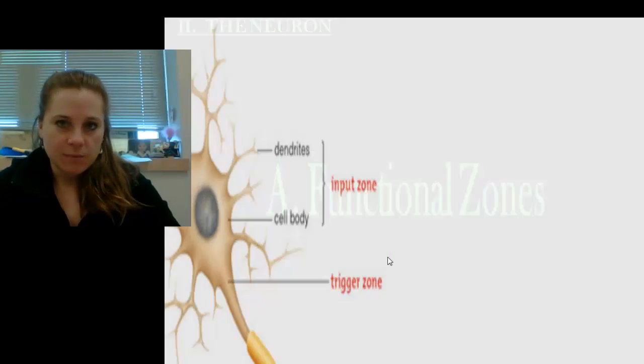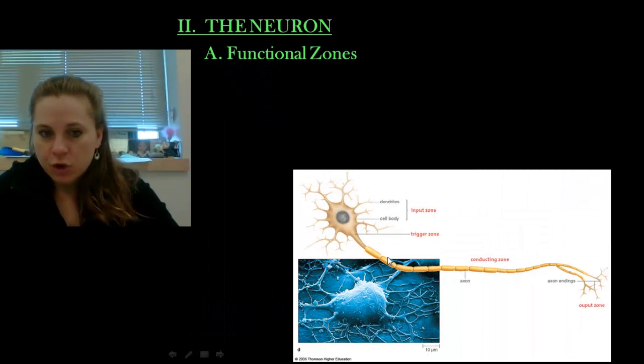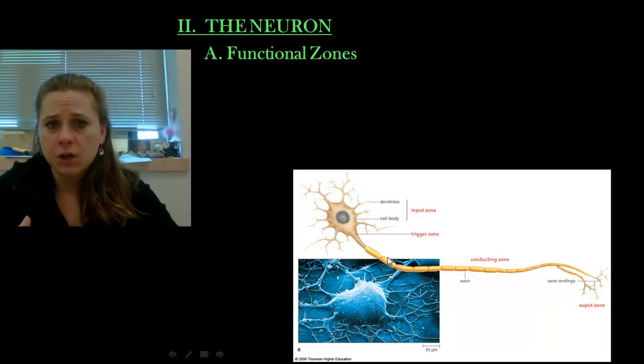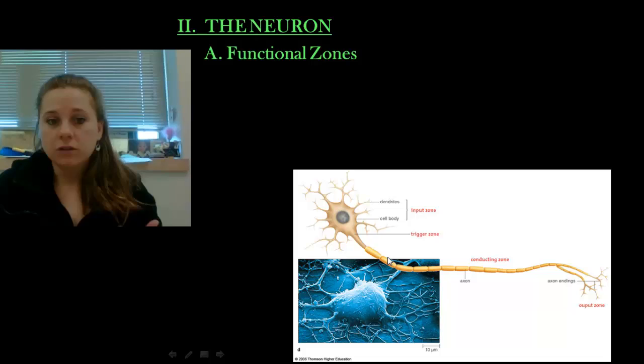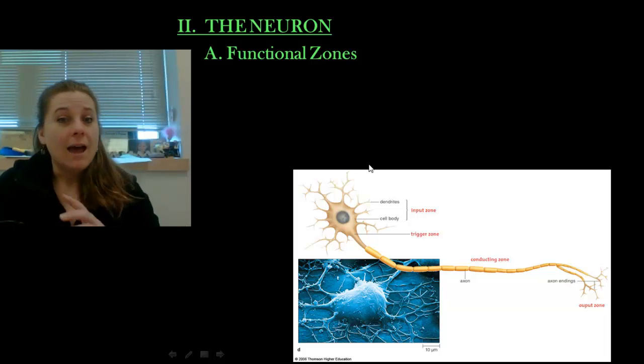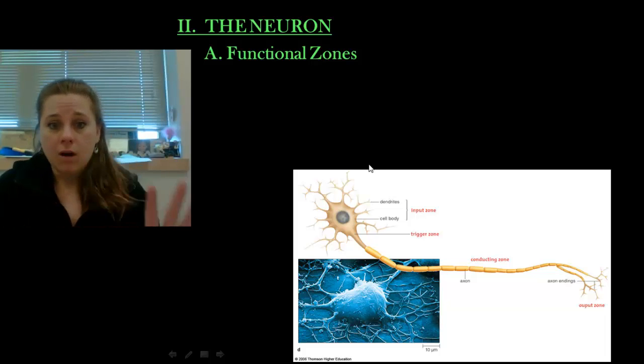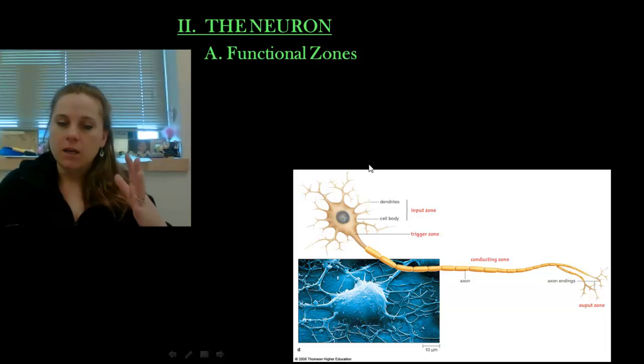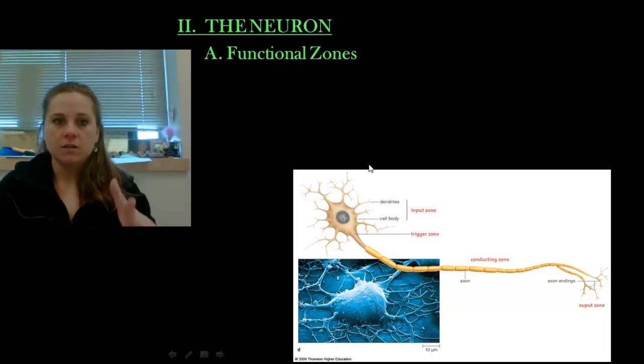So let's talk about it from the cellular level. The neuron has very distinctive functional zones, and this is the actual specialized cell. We're going to spend some time looking at this in the lab. You're going to get a sense of what one really looks like. These are all shaped very differently. There are a lot of types of neurons, but each neuron has very distinctive areas.